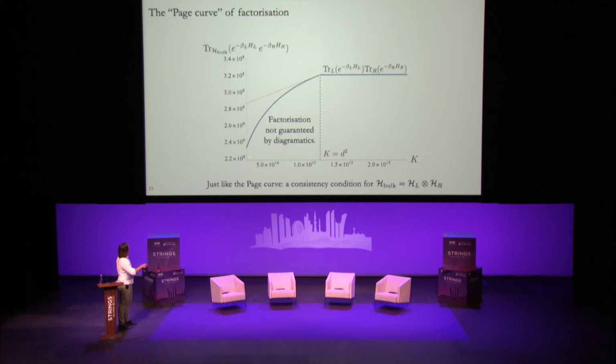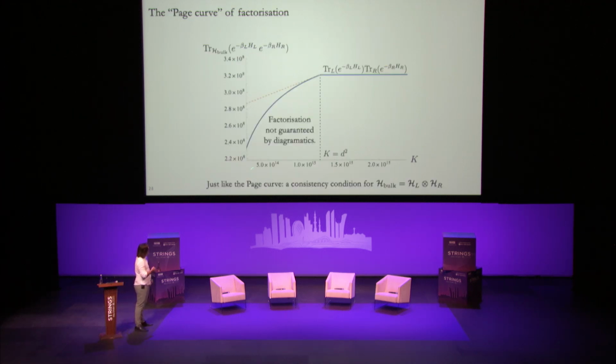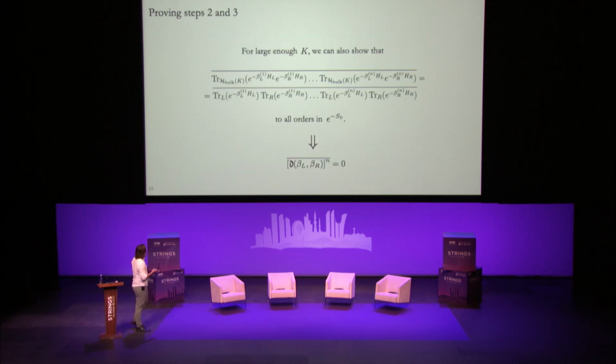And you could see this very nicely in this plot, where I plotted the trace as a function of k. You could see that eventually it plateaus precisely at a factorizing value. Or you could see it by looking at the differential that I talked about at the beginning of the talk and seeing that it vanishes precisely when k is equal to d squared. And before that, it takes a non-zero value. So if you want, this is like the page curve for factorization. This plot is a consistency check, a consistency condition that eventually, once we have a large enough number of states, we see a factorizing Hilbert space.